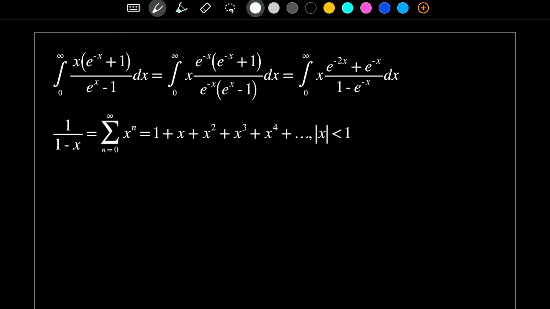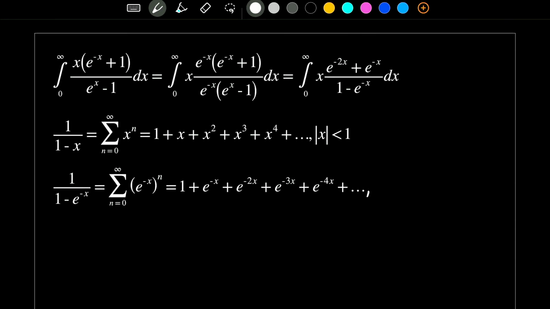So we're going to use this, but we're going to plug in something else for x. Mainly, we're going to plug in e to the power of minus x. So we're going to get 1 minus e to the power of minus x, which is going to give us the sum from n equals 0 up to infinity of e to the power of minus x, to the power of n. Notice what we've done here is we've just plugged in this new function for x.